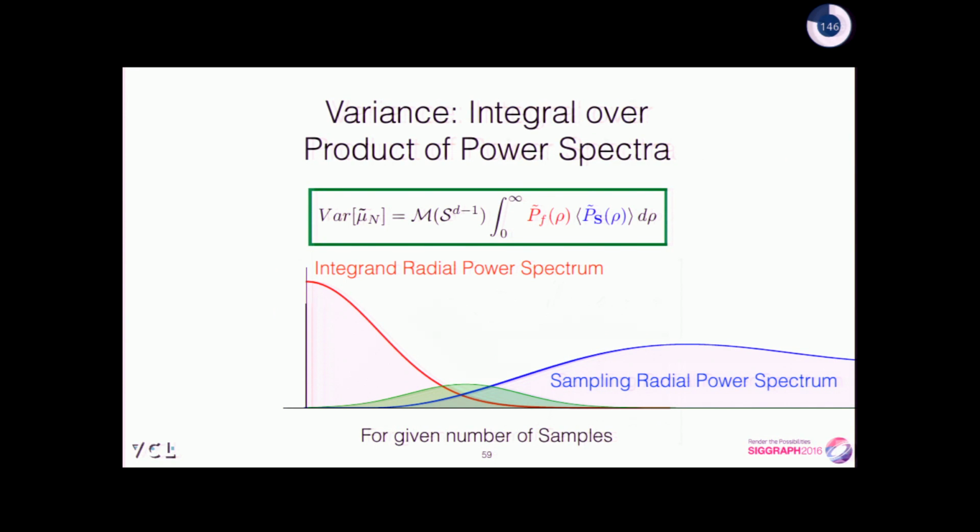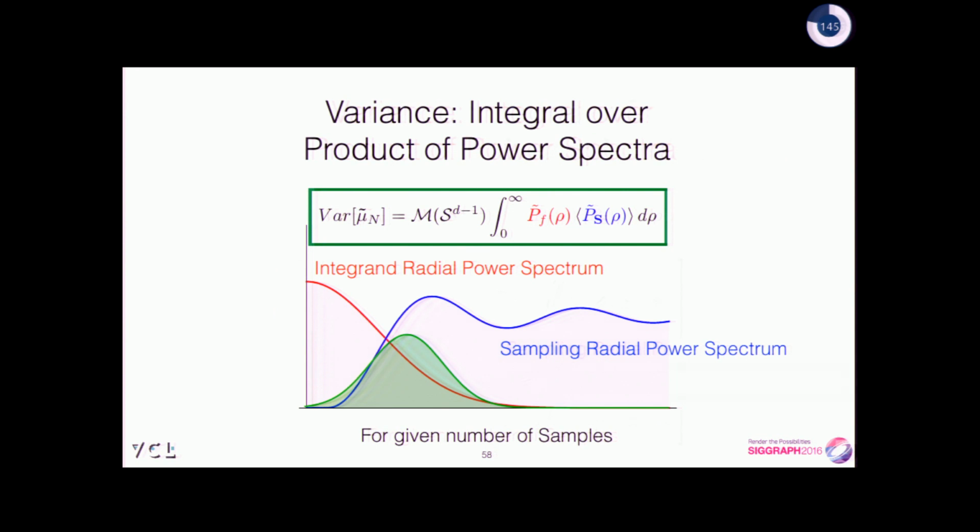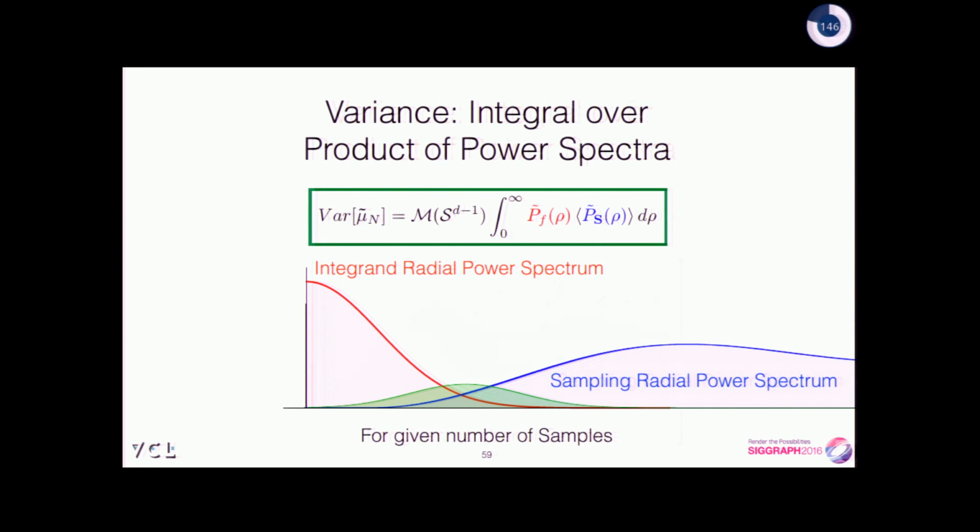And here's another case. If your sampling spectrum is far out, then the green curve looks like this. And it's non-trivial to look at these green curves and say which one has larger area. But hopefully, if you have these in some representation, you can actually calculate that or numerically estimate.